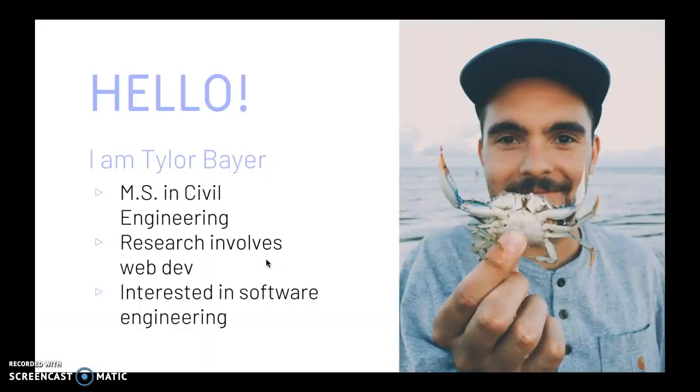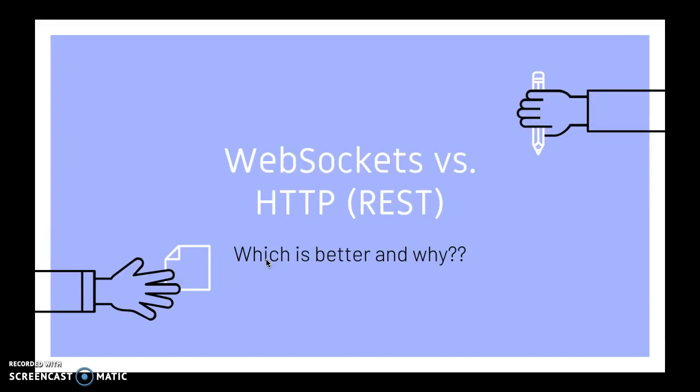A little introduction about myself. My name is Tyler Baer. I'm getting my master's in civil engineering from BYU. My research involves web development. I've created a few web apps for storing, editing, viewing, running, and analyzing water distribution networks. And my main focus is software engineering. That's what I hope to go into after I graduate.